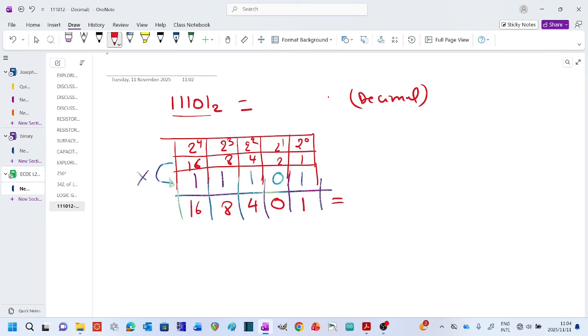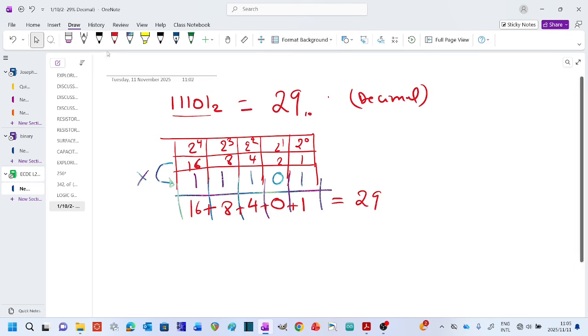And what do I do next? I add them all up. 16 plus 8 is 24, plus 4 is 28, plus 1 is 29. So our answer is 29 in base 10. So that's it.